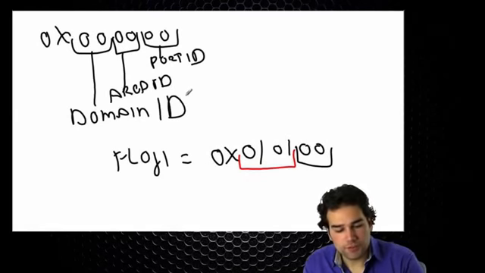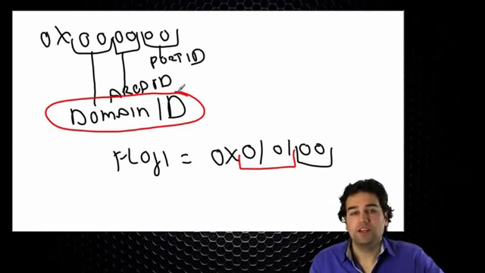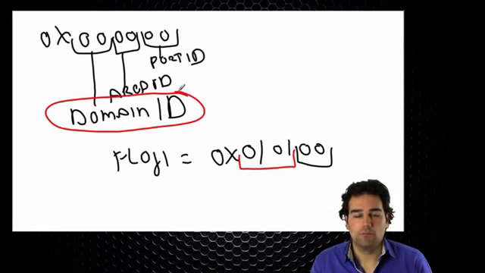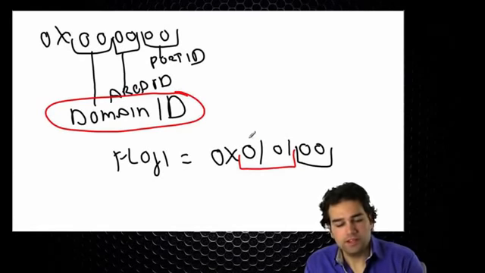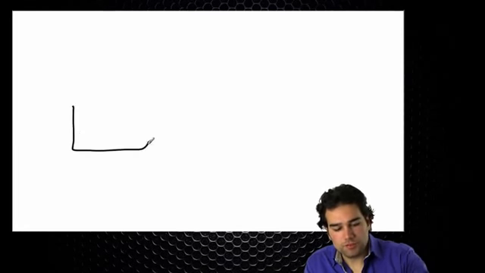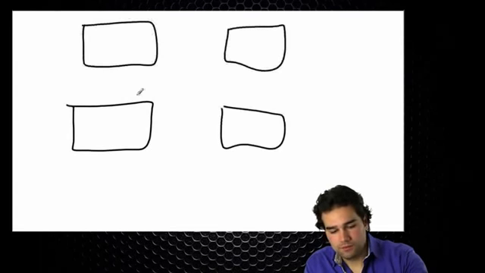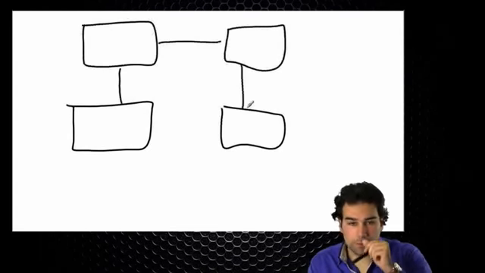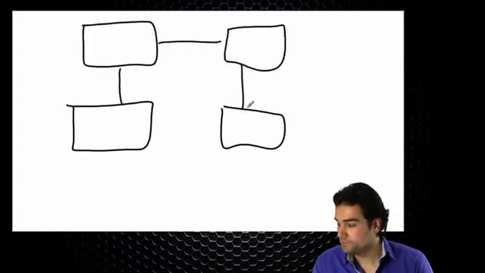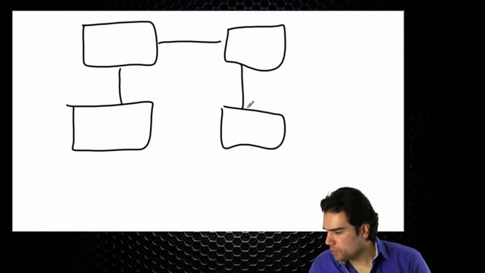Now, like I said, every switch has a domain ID. The domain ID needs to be configured, or it's dynamically assigned. So, again, forwarding. What if I have multiple switches in my network? I have a number of Fibre Channel switches in my network.